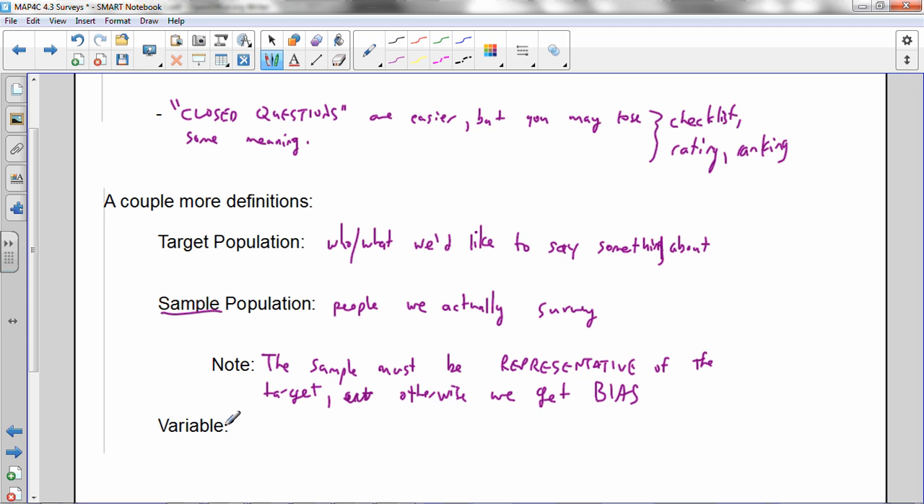The variable, or sometimes you hear random variable, is what we want to measure. So musical preference or whatever it might be.